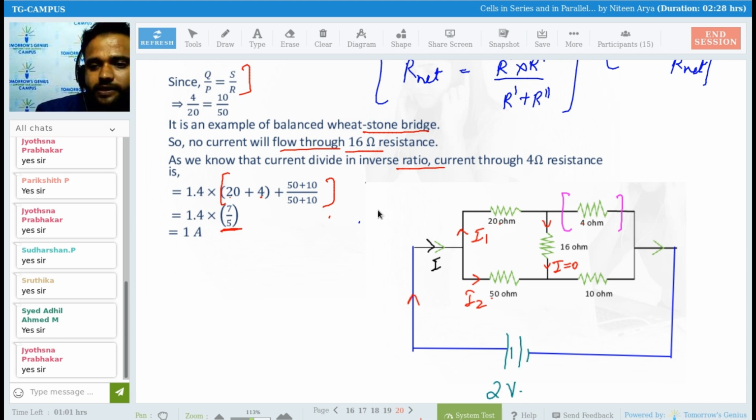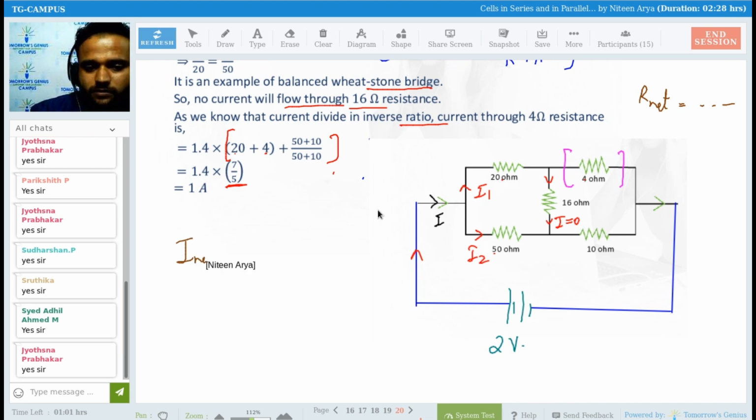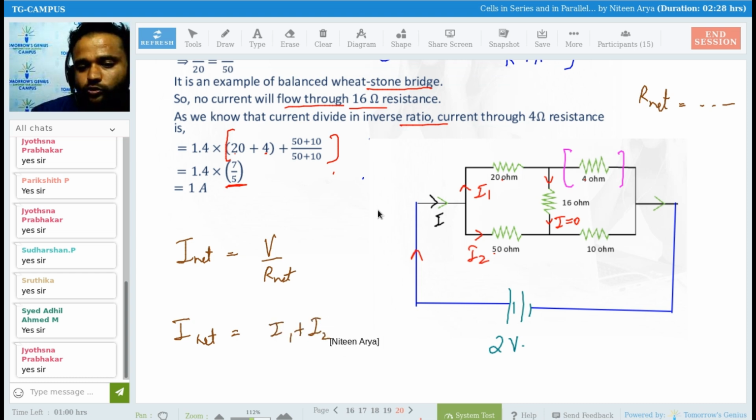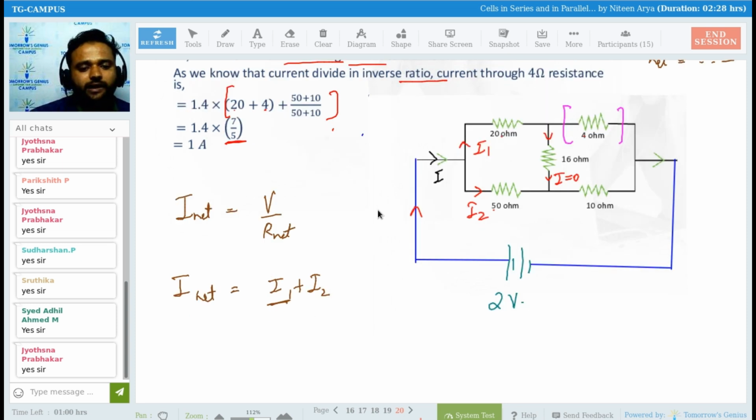Yeah. So once you find this R net, then I net is nothing. Focus here: V by R net, right? Because we have V now. Then I net is nothing but I1 plus I2. So the major thing is how you can find I1. But I1 and I2 is not going to distribute equally. Why so? Because the net resistance is here different.